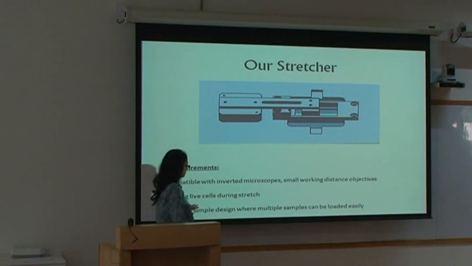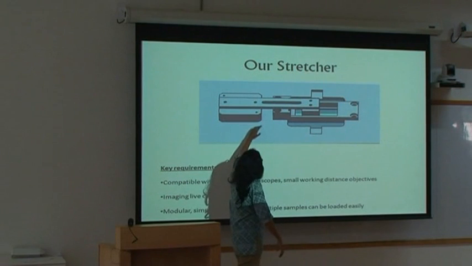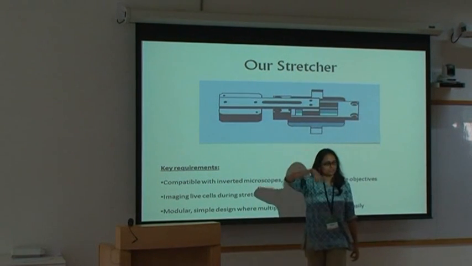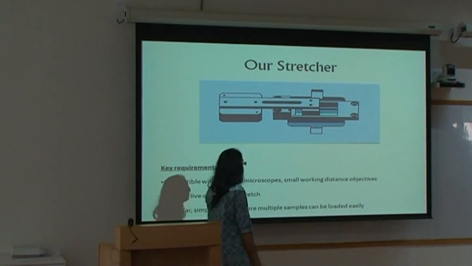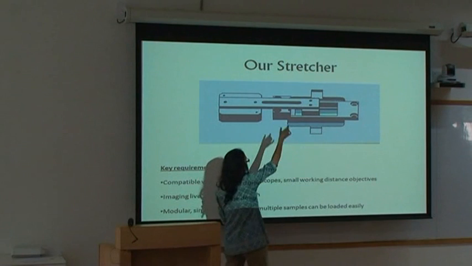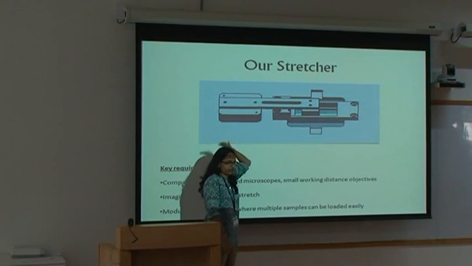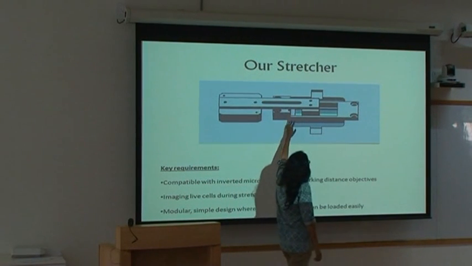So it needed to be modular, simple design, and multiple samples should be loadable easily. So this is the design where this part just comes out. It's as good as a petri dish. It can go to your incubator, and whenever you need to do an experiment, you can bring it back and just attach it to the motor and start your experiment. Okay? That's the design. And let's see the design a bit more.